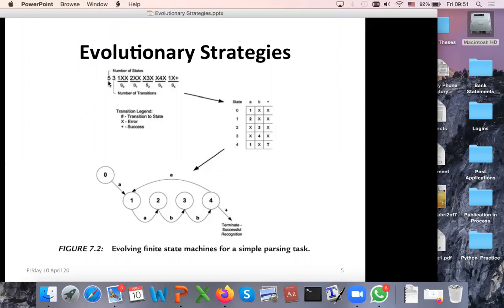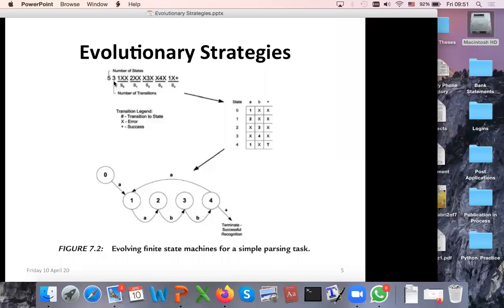So in this string, the first digit, the first symbol, is simply depicting the number of states in your finite automata. Because this is a string for the finite automata, the finite state machine, you can say. And how many states are in it? 1, 2, 3, 4, 5. So this 5 is for this purpose.